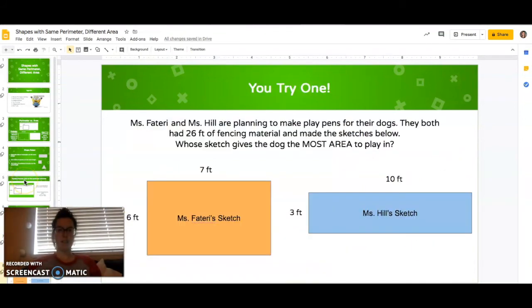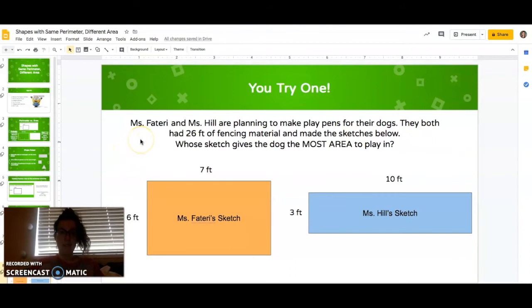All right, now it's time for you to try one. So the problem reads, Miss Fateri and Miss Hill are planning to make playpens for their dogs. They both had 26 feet of fencing material and made the sketches below. Sketch is just another word for a drawing. Whose sketch gives the dog the most area to play in?